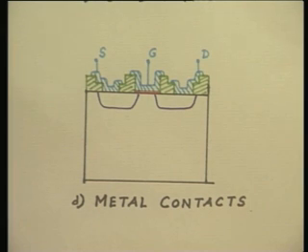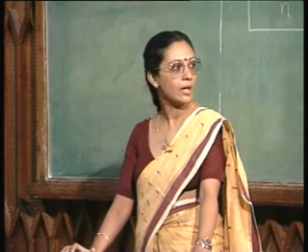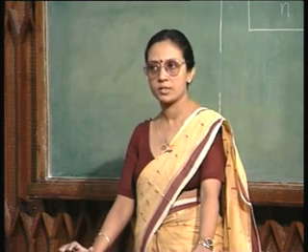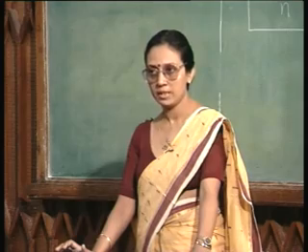So, you have realized your MOSFET. Compared to the fabrication of a bipolar junction transistor technology, realizing a MOSFET is really very simple. Essentially, we have just 4 processing steps: field oxidation, source and drain doping, gate oxidation, and contact metallization.